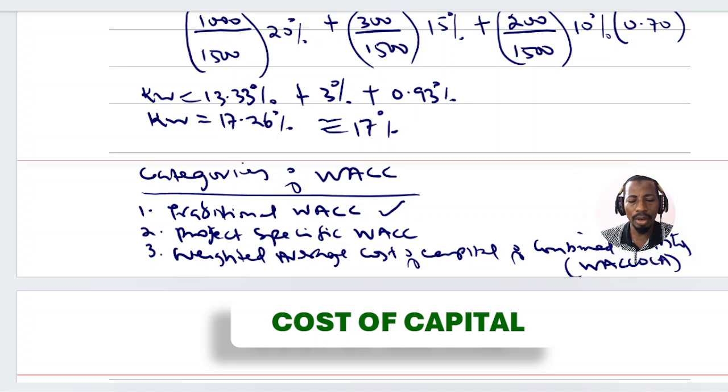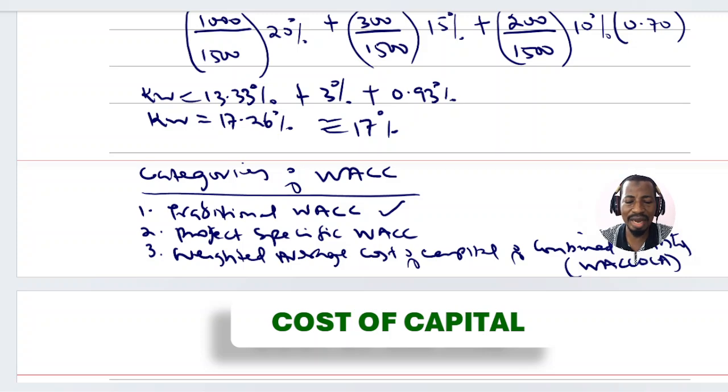All right. So all our explanation so far is about the traditional weighted average cost of capital. In calculating the traditional weighted average cost of capital, you are expected to calculate the cost of equity, cost of preference share, and cost of debt.